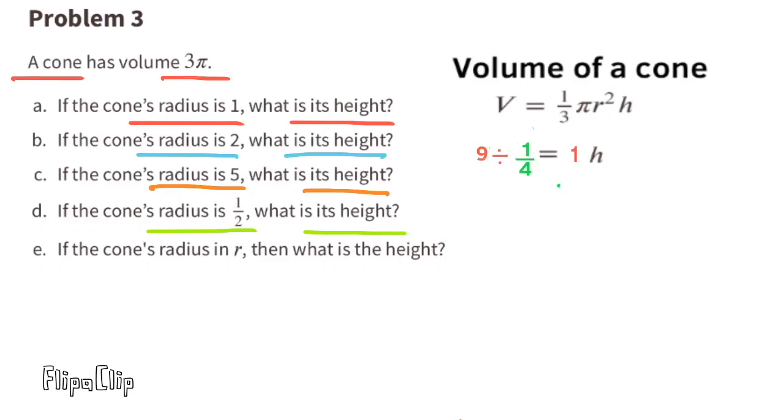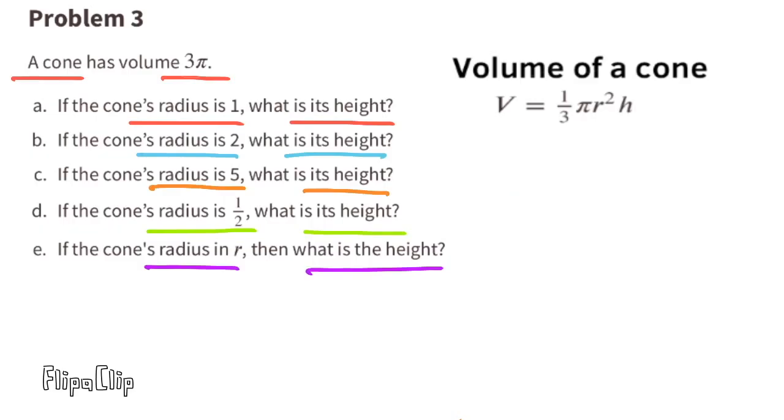To solve that, we can multiply by the reciprocal of 1/4. And the reciprocal of 1/4 is 4, or 4 over 1. So 9 times 4 equals 36. That means that when the radius is 1/2, the height of the cone would be 36 units.